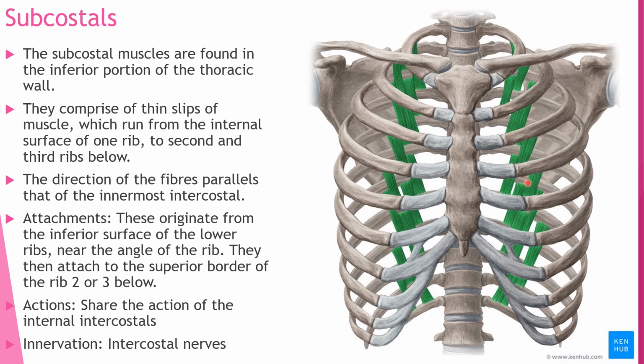Here you can see it starts from this rib and it attaches to the third rib. This is the second rib and this is the third rib. Similarly here also, it arises from here. It does not attach here. Instead it attaches here, second or third rib. Then, the direction of fibers is parallel to that of the innermost intercostal.